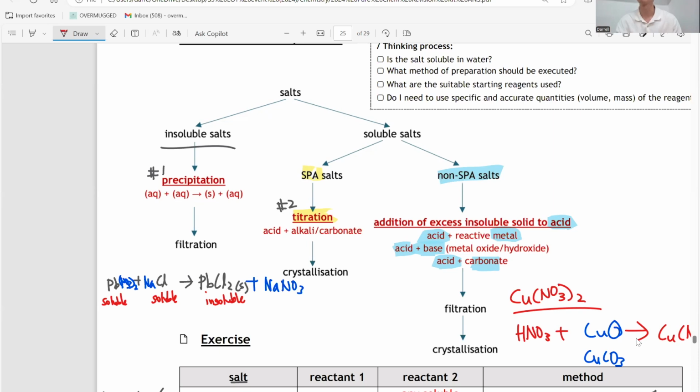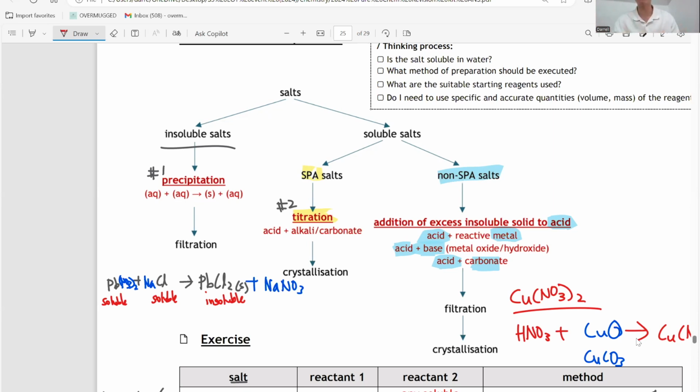Done. So what is precipitation? I use it when we are preparing an insoluble salt. I mix soluble plus soluble to get my insoluble salt, taken out via filtration. The residue is my insoluble salt.